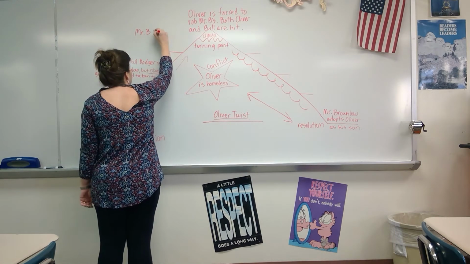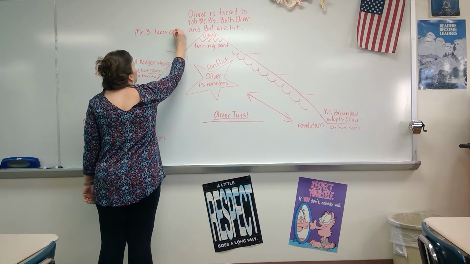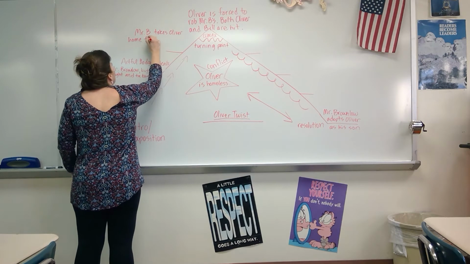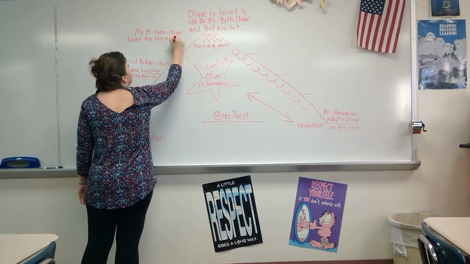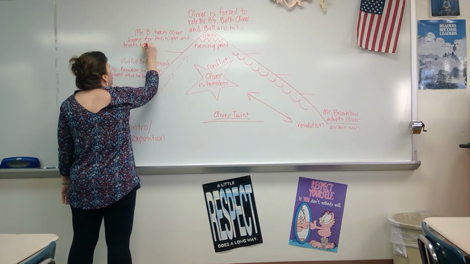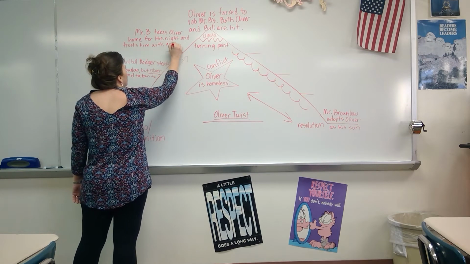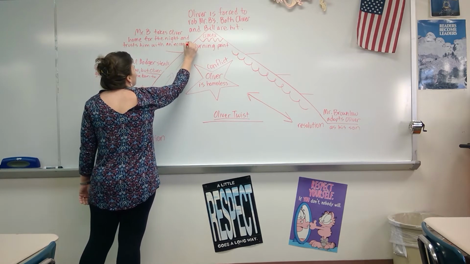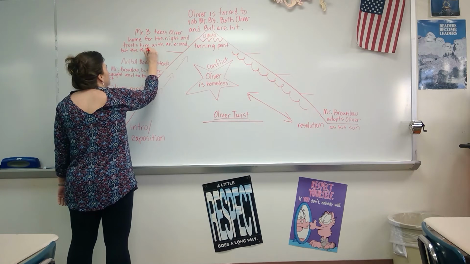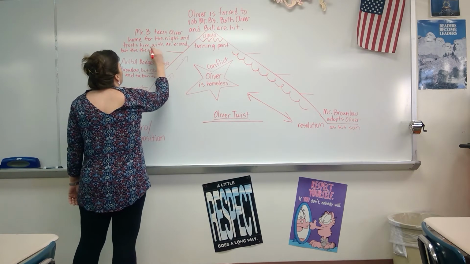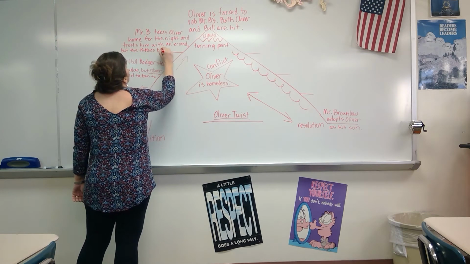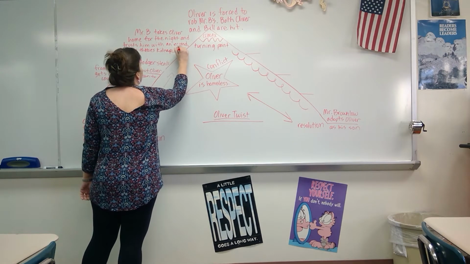Mr. B takes Oliver home for the night and trusts him with an errand, comma, but the thieves kidnap him.